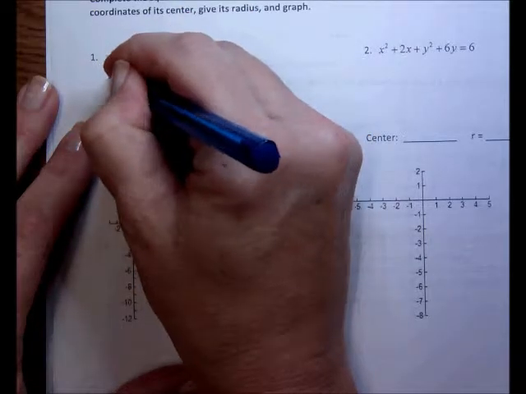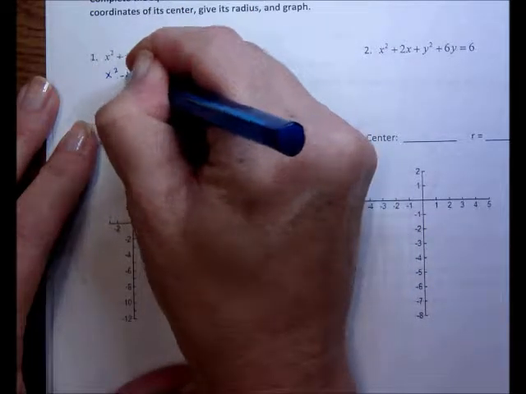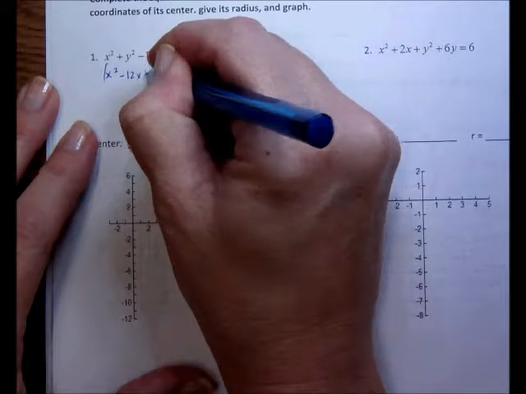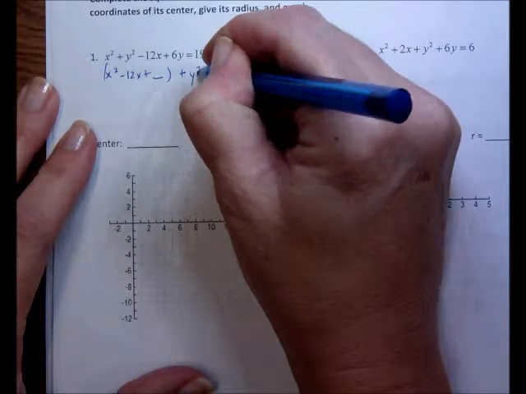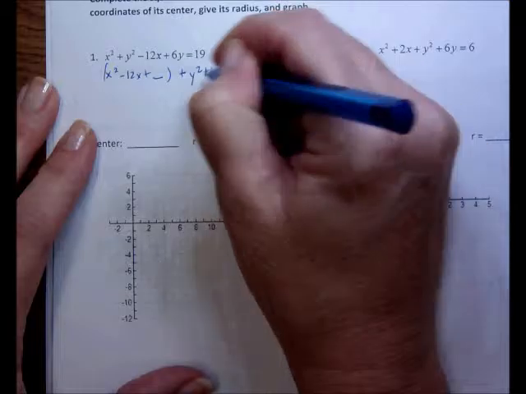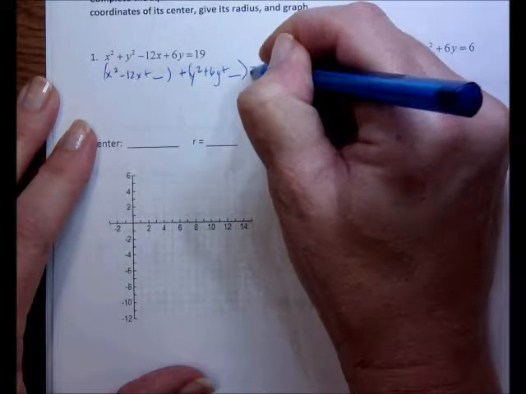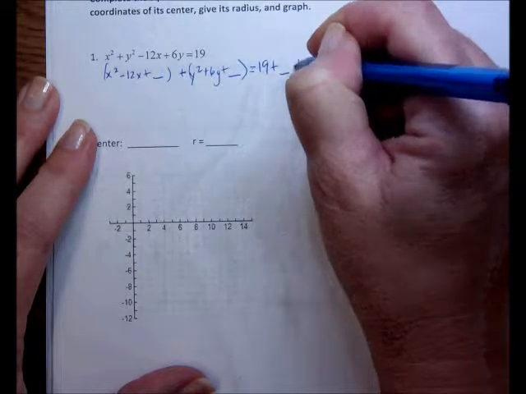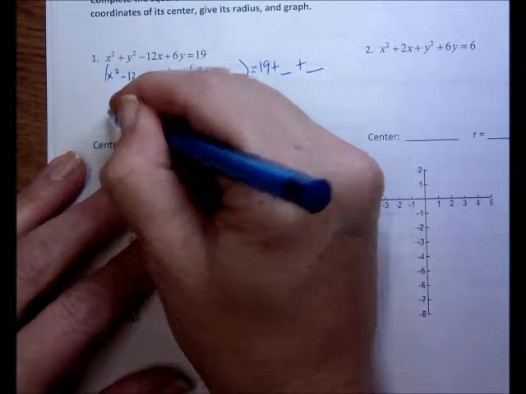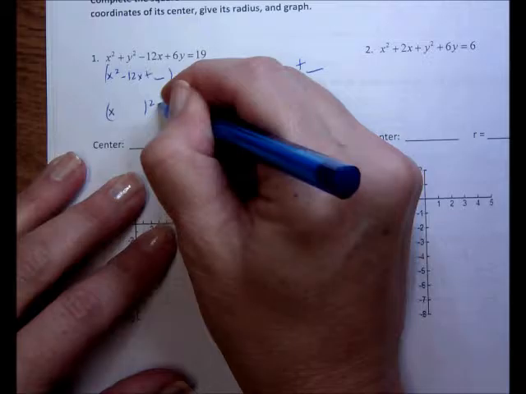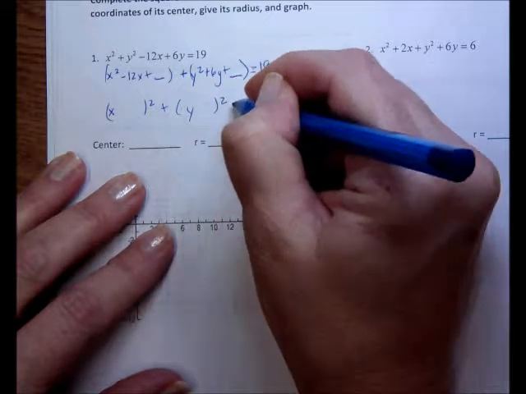Okay, number 1 looks exactly like the example that we just did. So first thing, I'm going to group them, minus 12x, and then I'm going to add some number to complete the square, plus y squared plus 6y plus some number to complete the square is equal to 19 plus some number again. So here, I know I'm going to end up with x squared plus y squared is equal to r squared.